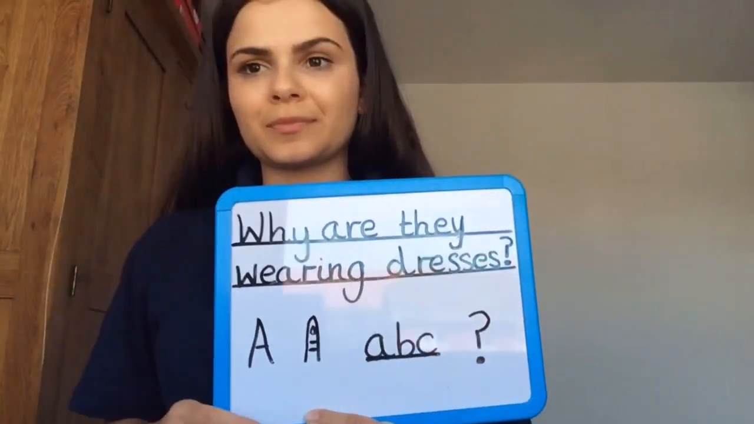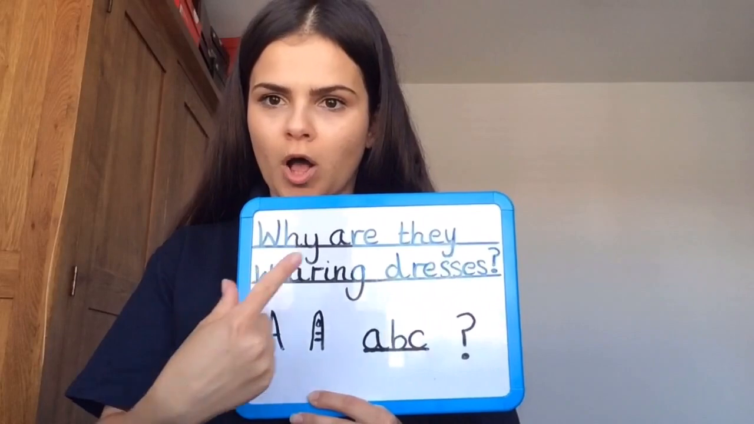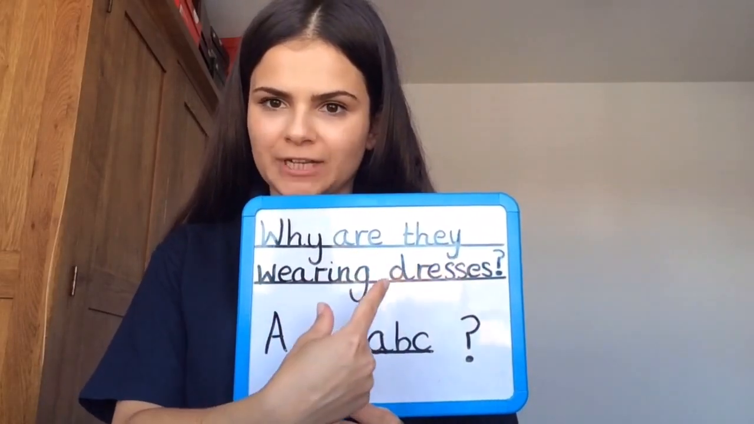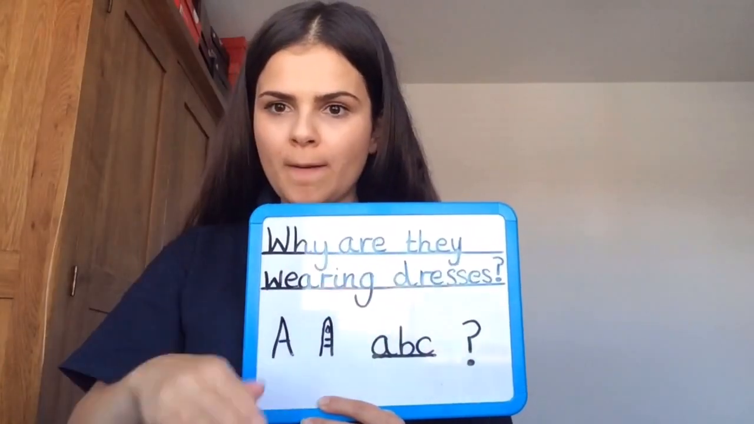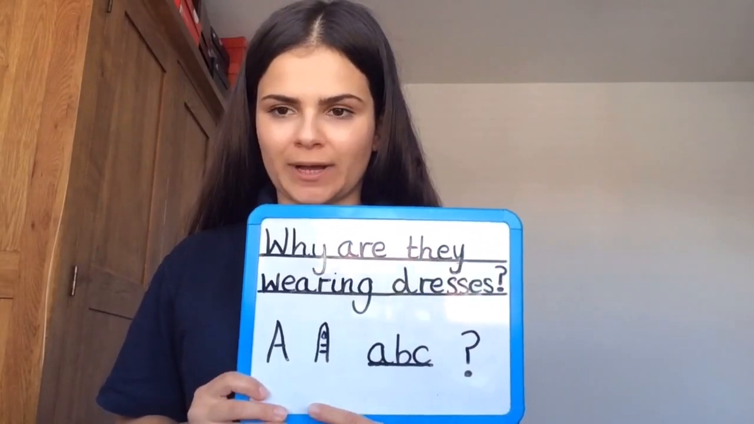So I'm going to think of my sentence first in my head. Right, now I'm going to say it out loud. Why are they wearing dresses? Ooh. My next step is to write it down. Here's my sentence. Can you read it with me? Our turn. Why are they wearing dresses? Ooh.